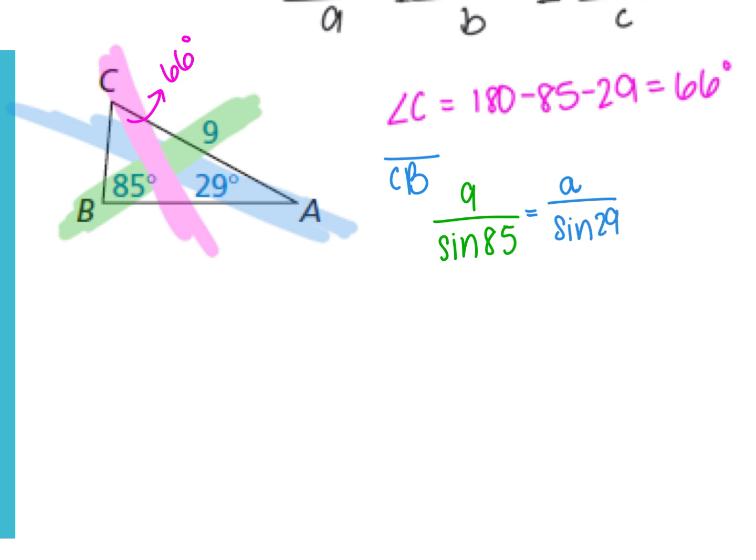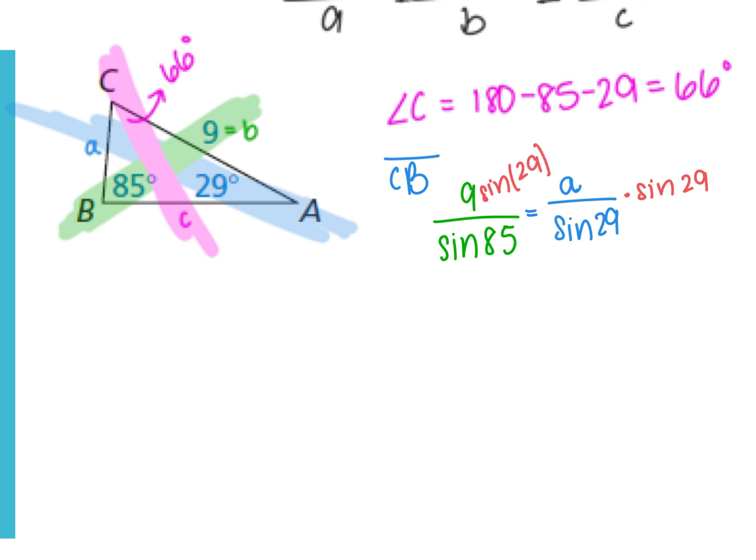Which way is lowercase a? Here's my a, here's my c, and here's my b. Remember, they're opposite. I'm trying to find the opposites. All right, so you can cross multiply and divide. What am I multiplying on both sides? Sine 29.